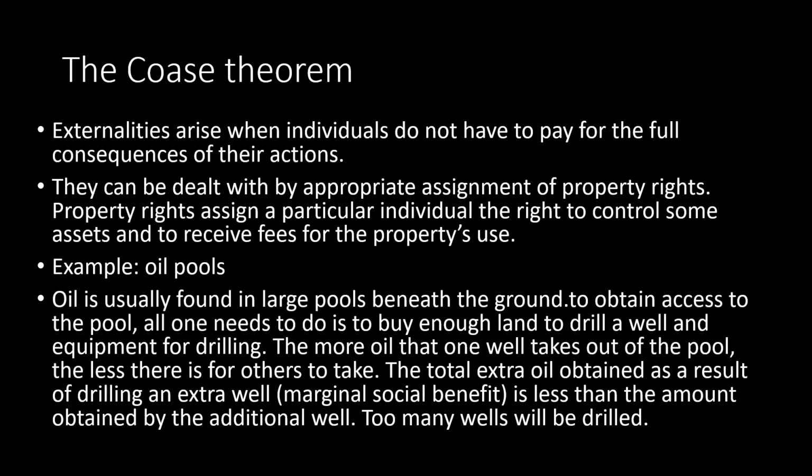Then I'll be going on to the Coase theorem. Externalities arise when individuals do not have to pay the full consequences of their actions. For example, the example we gave for fishing: if there are no restrictions on fishing, anyone who comes can carry out fishing. Of course, the fish is going to get depleted. So in order to reduce this, there have to be some restrictions of that kind.